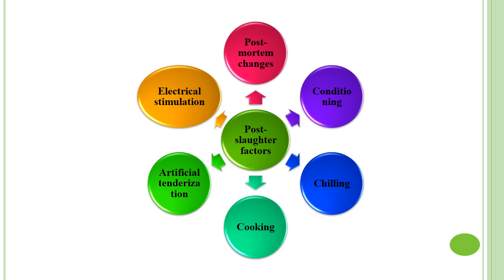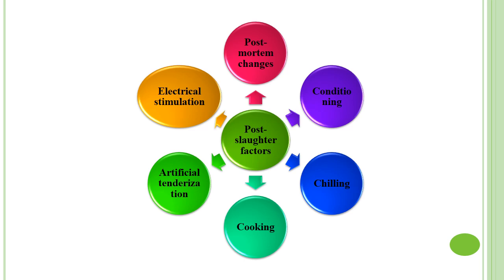Now we will see the post-slaughter factors affecting the tenderness. In this we have post-mortem changes because of the temperature and other aspects. The post-mortem changes will be different. Then conditioning, that is also called aging, that is holding the carcass for a certain period of time for proper glycolytic changes and aging changes.